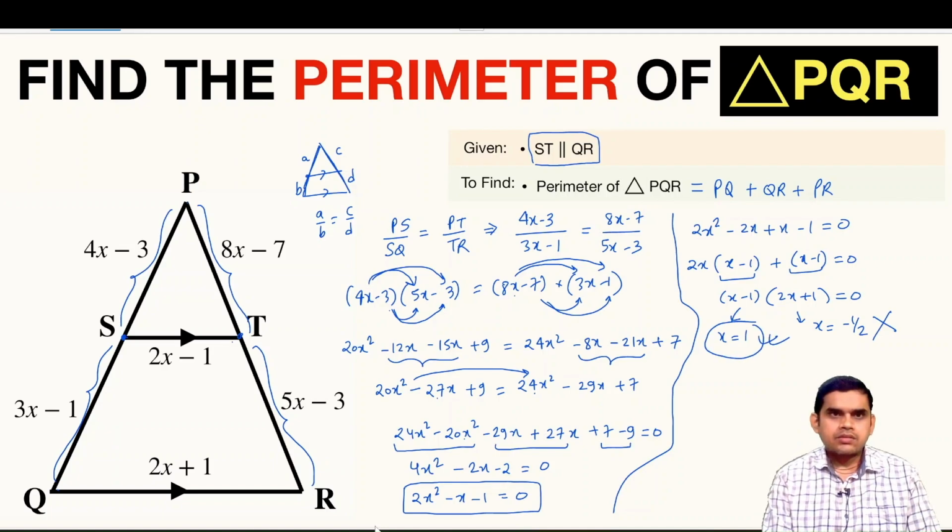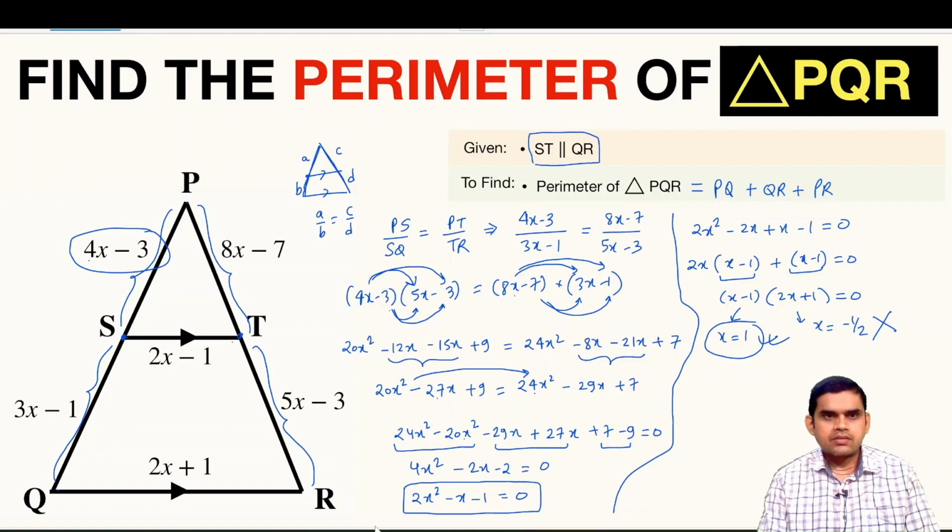Now we will substitute the value of x here. So PS will be 4 times 1, 4 minus 3, that is 1. What about SQ? 3 times 1, 3 minus 1 is 2. So the measure of length PQ is 3. 1 plus 2 is 3. So we'll write down here 3 plus. What about QR? QR will be 2 times 1, 2 plus 1, 3. Again this is 3. So plus 3.